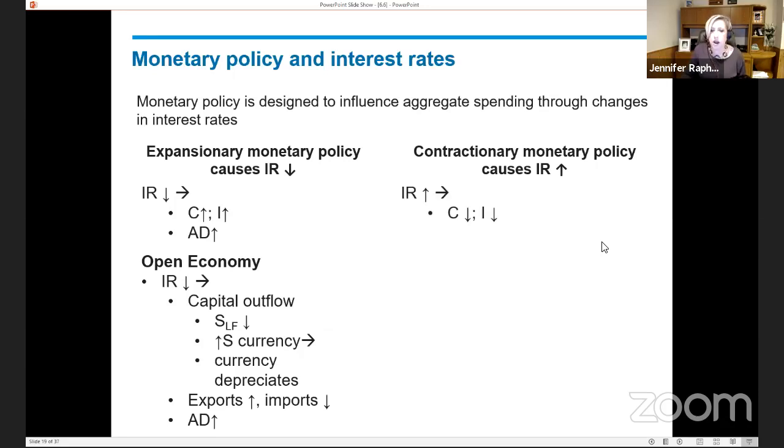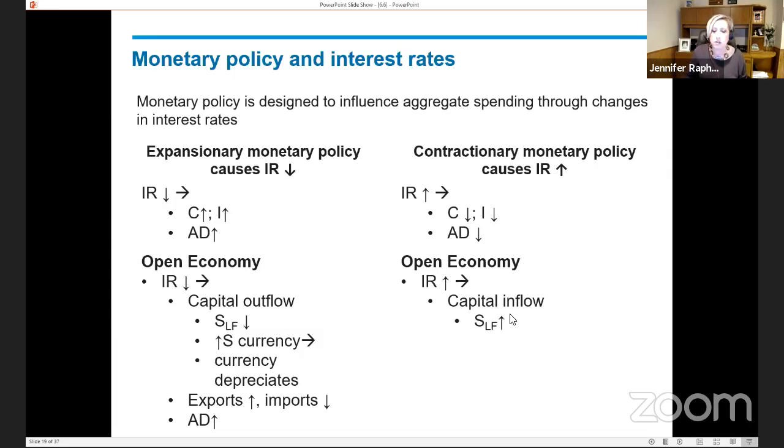So when interest rates rise, interest rate sensitive components of consumption are going to decrease, investment spending is going to decrease, and aggregate demand is going to decrease. In an open economy, when interest rates go up, what's going to happen to financial capital? Hopefully you said financial capital is going to flow into the domestic economy as savers in other countries seek financial assets denominated in the domestic economy.